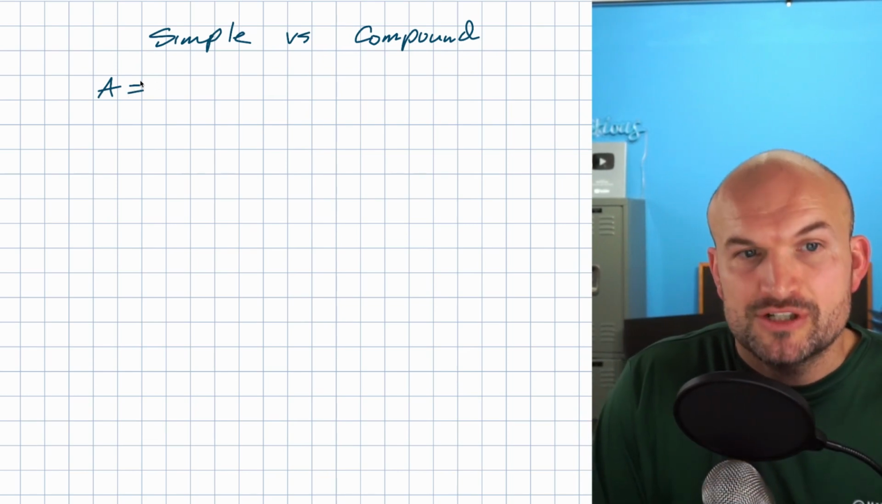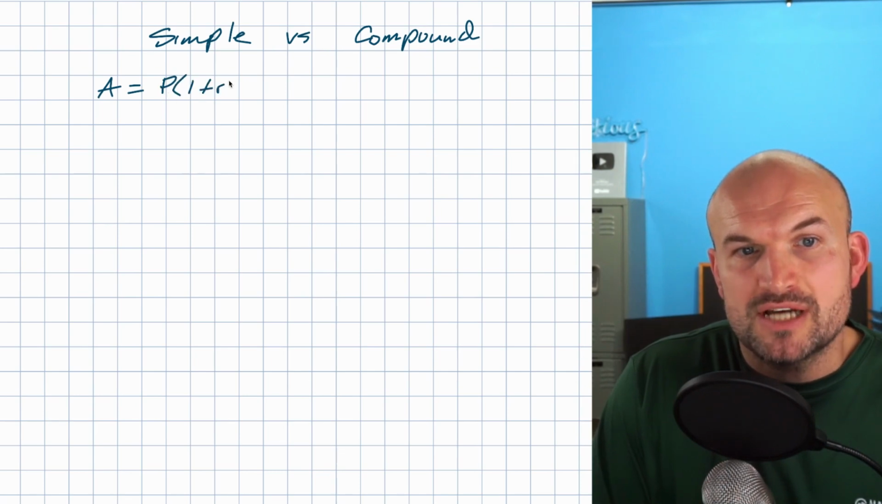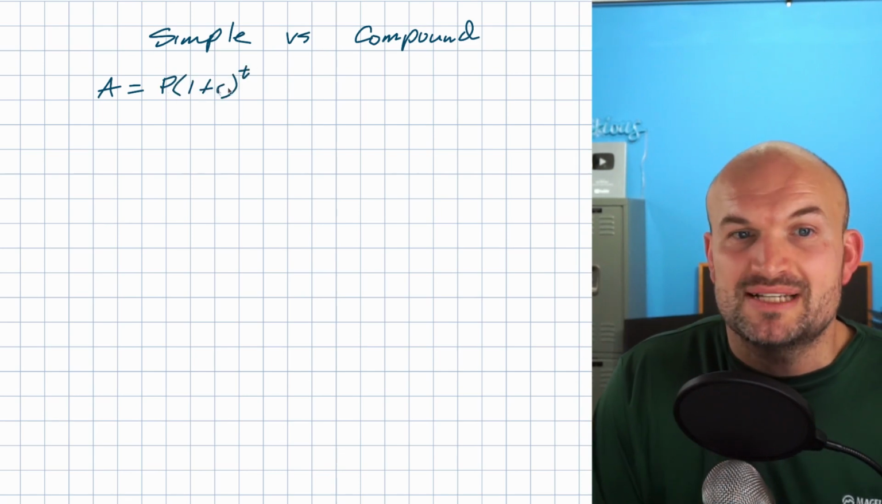If we want to find the simple interest, we're just going to take our principal times 1 plus r, and then raise it to t, where t represents the number of years.